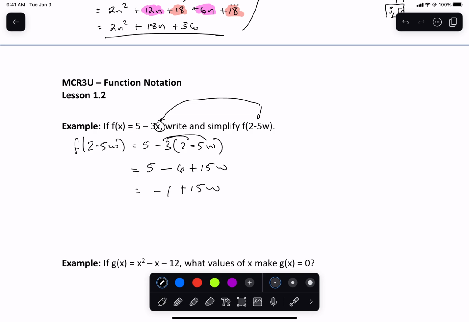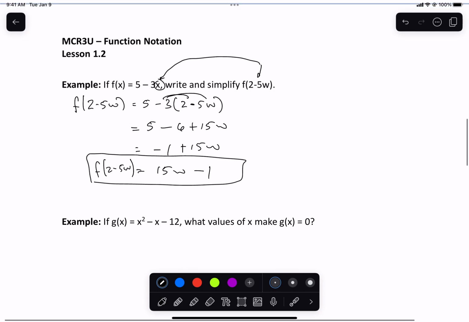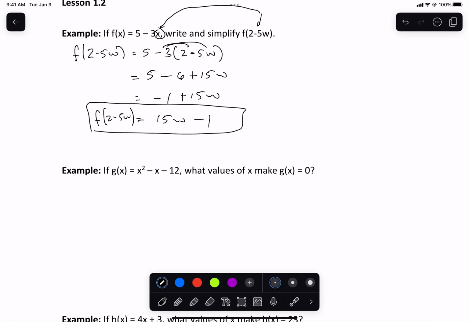And just for formality's sake, 15w minus 1. Write it in descending order. Is everybody okay? I think that's an easier example on the other side. A little less work. Maybe easier to wrap your head around that one.